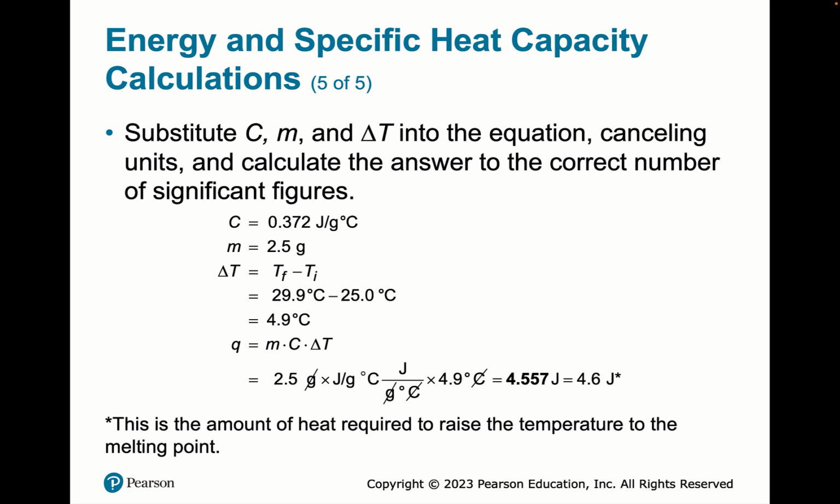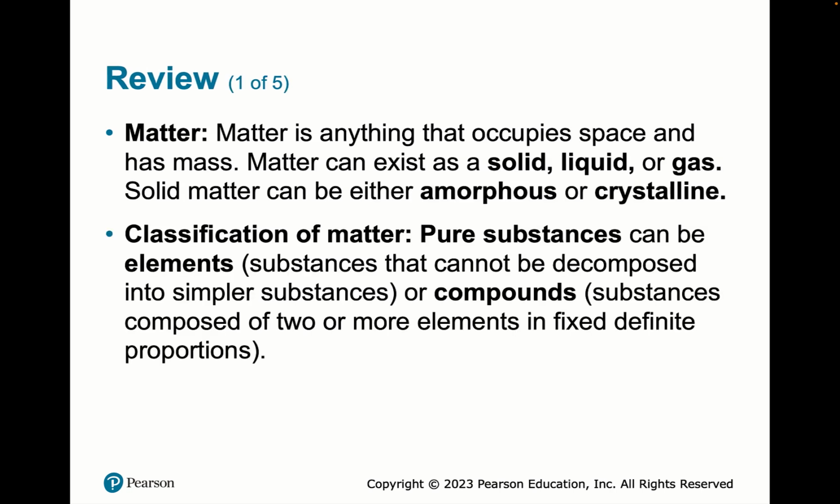I notice I keep saying heat flow and direction. Negative heat flow means it's leaving the system. Positive heat flow goes into the system. In this case, the system is the gallium metal, so the gallium metal is absorbing energy. If you wanted to follow the heat flow of your hand, it's going to be negative 4.6 joules.